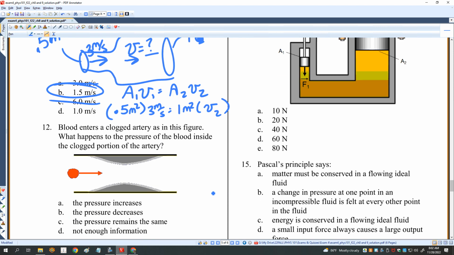Blood enters a clogged artery, as in this figure. What happens to the pressure of the blood inside the clogged portion of the artery? Well, here, the velocity is going to go up. That means the pressure is going to go down.